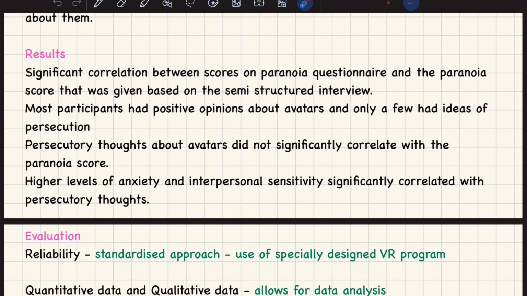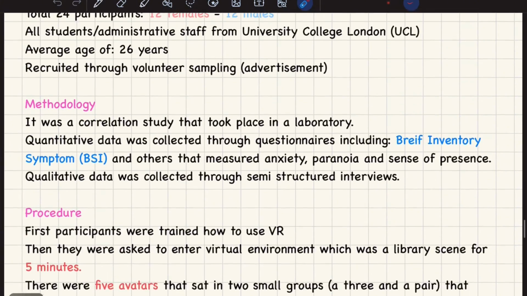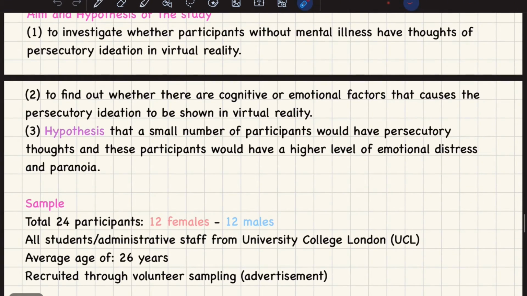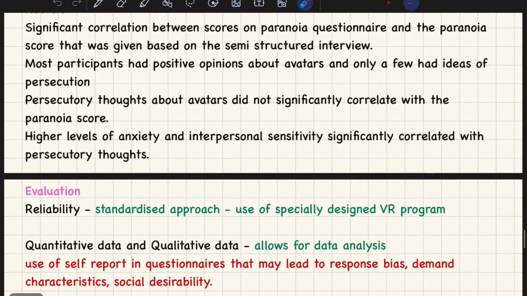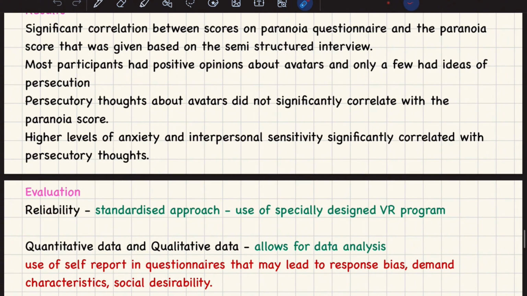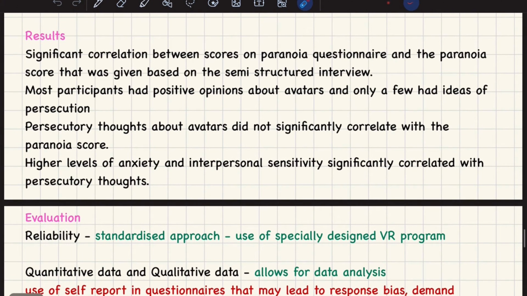Most participants had a positive opinion about avatars. Most of them had positive opinions, meaning they did not have persecutory thoughts, and only a few had ideas of persecution, which was the hypothesis given up here, that they hypothesized that a small number of participants would have persecutory thoughts. And in the results, it is true. So most participants had positive opinions, whereas only a few had ideas of persecution.